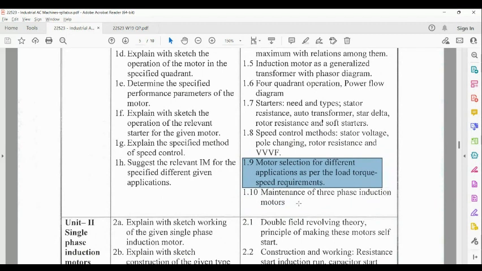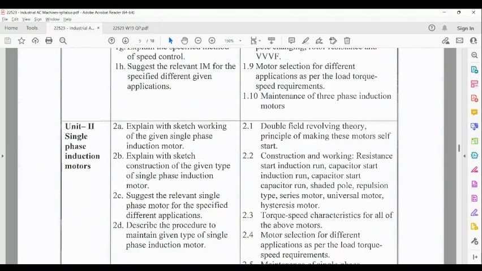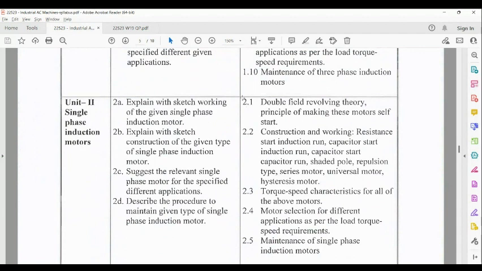and after that the maintenance part. So this is the easy point in this unit, that is maintenance. Okay, now the second unit is totally theoretical part.